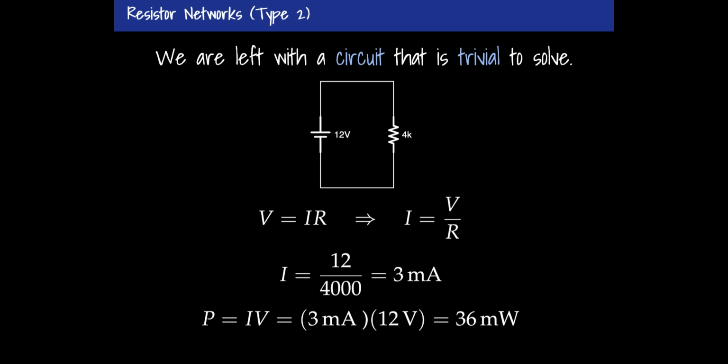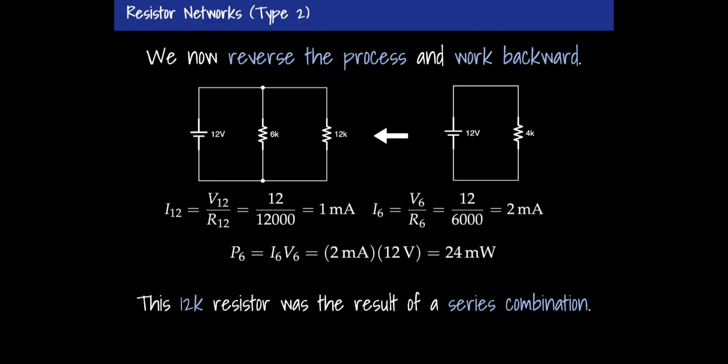This 4K resistor here is not one of the resistors of my network. It was the result of a parallel combination. And parallel means same voltage, which in this case is simple. The two resistors that created this 4K both have 12 volts of potential difference on them as I take a step backwards again, restoring my circuit. So I've got 12 volts here on the 6K and I've got 12 volts on the 12K.